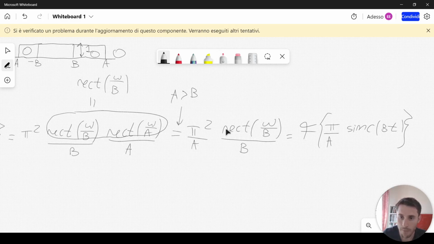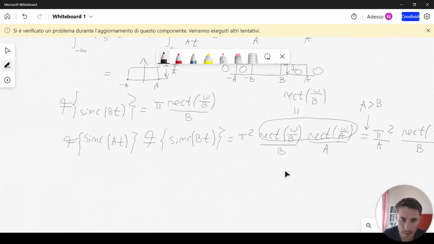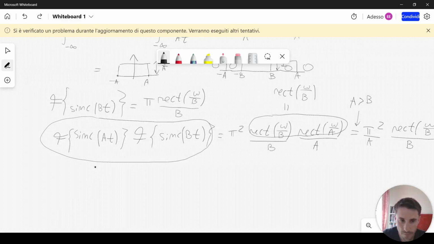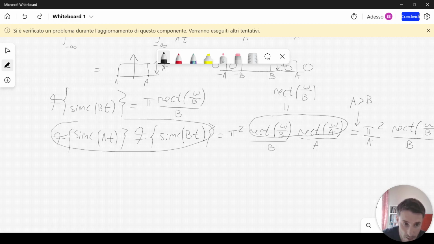But remember where we started. We started from the product of these Fourier transforms. If we take the inverse Fourier transform of this, we know, according to the properties of the Fourier transform, that since we are taking the inverse Fourier transform of the product of these Fourier transforms, in the time domain we are going to get the convolution. So let's just denote it like this: the convolution between sinc of at with the sinc of bt.